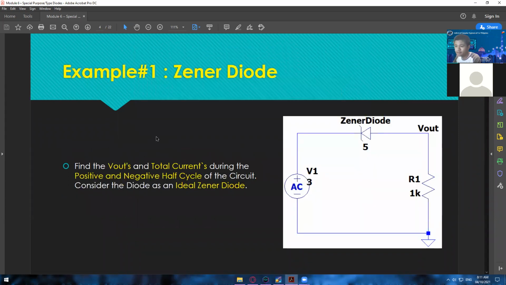All right, so let's have an example then. Example number one, Zener diode. Find the V out and total currents during the positive and negative half cycle of the circuit. Consider the diode as an ideal Zener diode, so there is no voltage threshold.